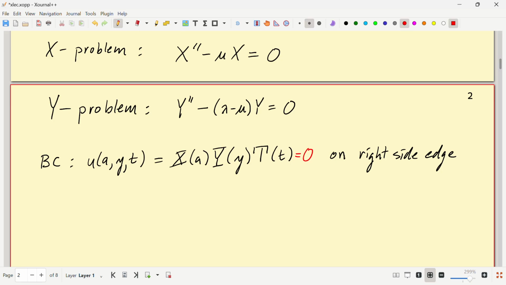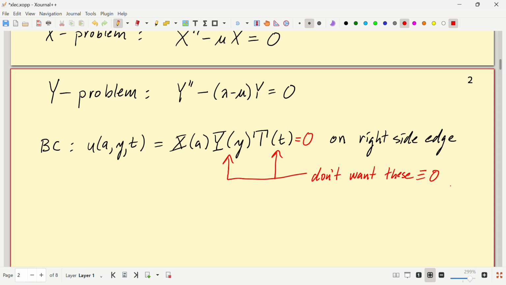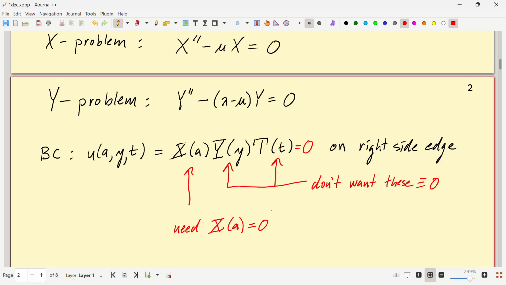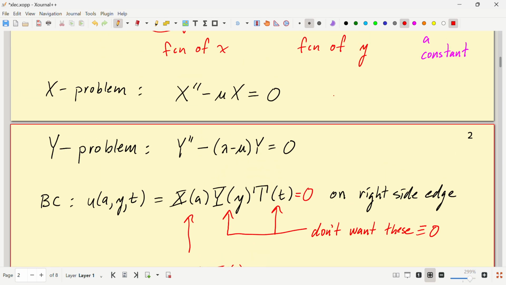And we don't want the 0 solution, so we don't want these two functions to be identically 0, because that would just give us the 0 function. We know the 0 solution. We need this X of a to be 0. And as you do that for each of the edges, you get boundary conditions for these problems up here.